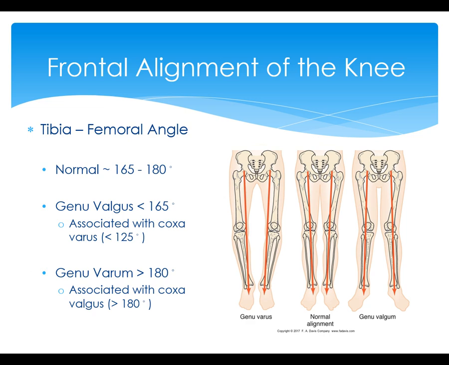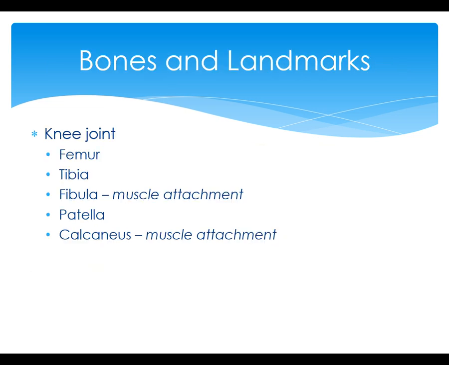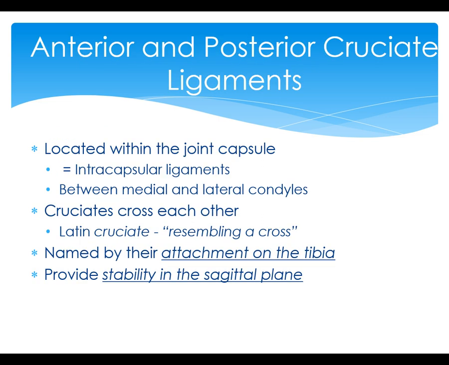So here's a review of the bones and the landmarks that you need to know. We'll talk about the calcaneus just a little bit. First, we're going to cover the ACL and PCL, or the anterior and posterior cruciate ligaments. They're located within the joint capsule in the knee and between the medial and lateral condyles. Cruciates means that they cross each other, so they resemble a cross, but they are named by their attachment on the tibia. So remember that, as it is important for your quizzes and exams, and that they provide stability in the sagittal plane.